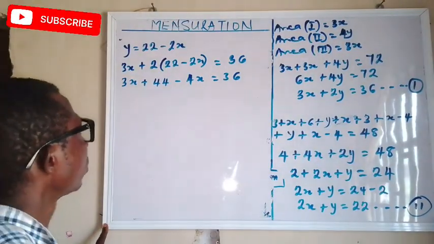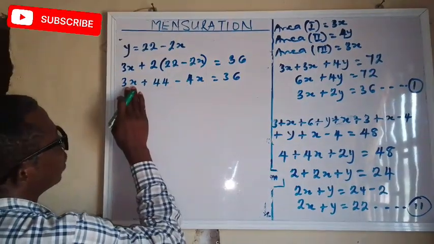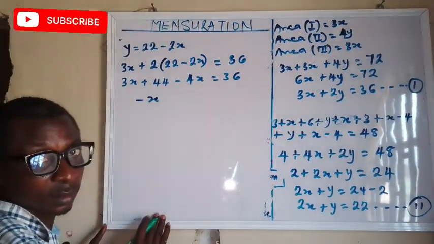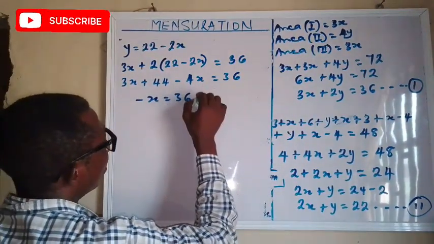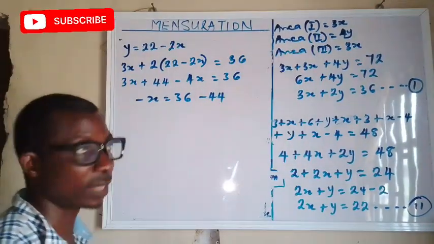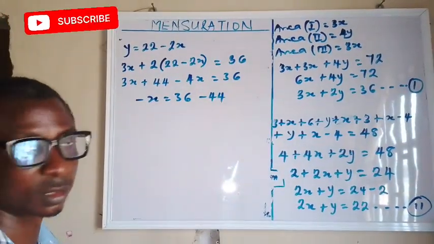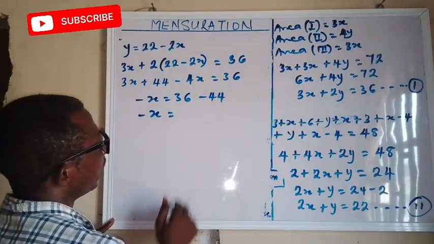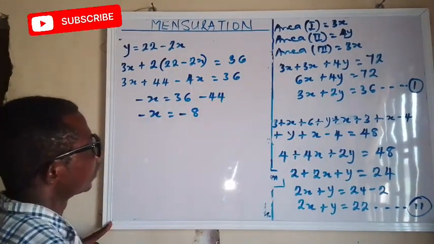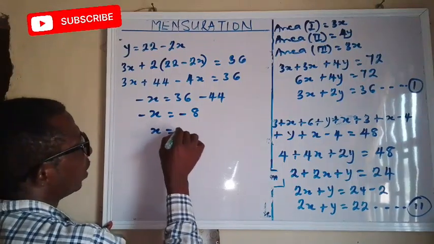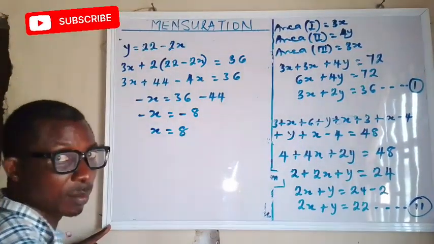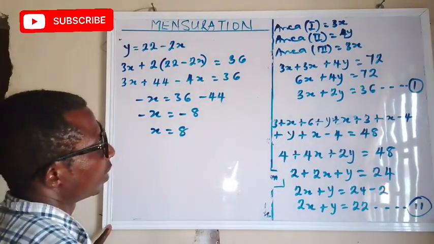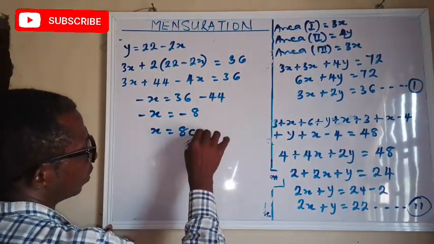All right. So now, when you look at this, this is 3x, this is minus 4x. So we'll be having minus x equals 36 minus 44. All right. So when this one moves to this side, the sign changes. So we have minus x equals, so this minus this, we have minus 8. Okay, so that means x equals 8 if you multiply both sides by minus 1. Right, so this is the value of x, and x should be in centimeters.